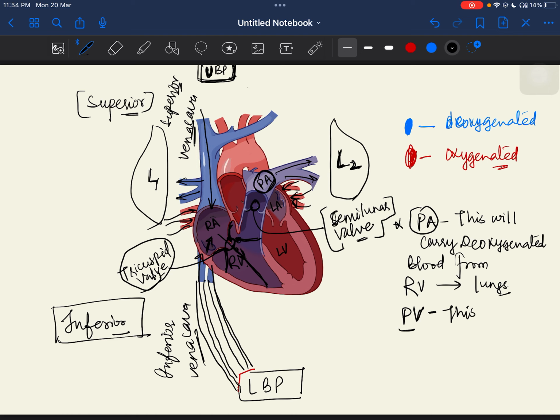So this will carry oxygenated blood because the blood is coming from lungs to heart। Lungs, what is the function of lungs?